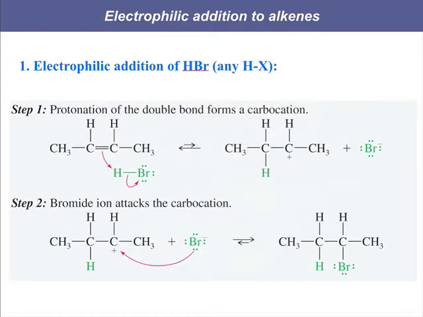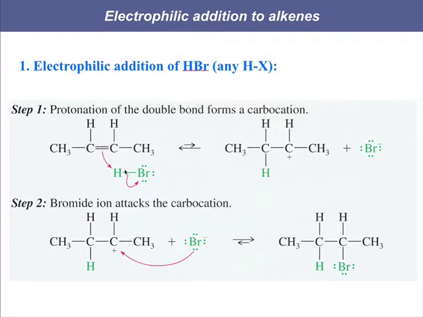So let's look at our first example, our first reaction. This reaction is electrophilic addition of HBr, hydrogen bromide, or really it could be any hydrohalogen, HX. The first step of the reaction involves protonation of the double bond to form the carbocation. So in this reaction, our pi bond is going to act as a nucleophile, and it's going to attack the HBr as our electrophile.